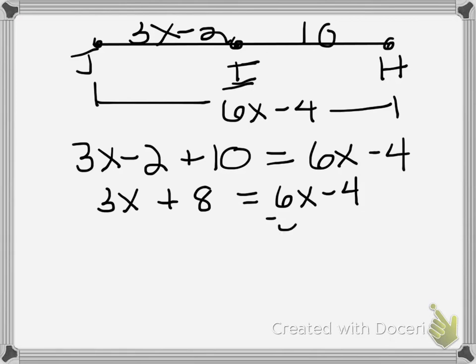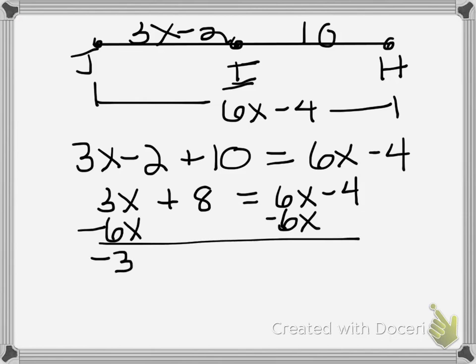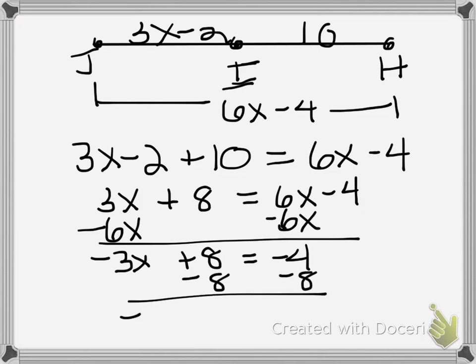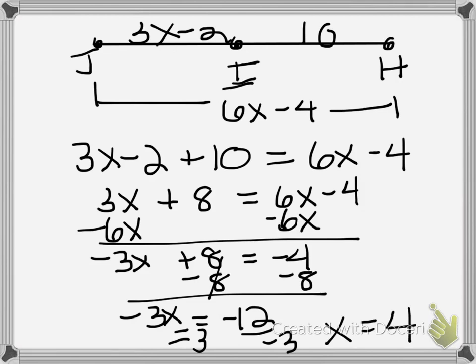I'm going to subtract the 6x from both sides. I end up with negative 3x plus 8 equals negative 4. I have to subtract the 8 from both sides. I get negative 3x equals negative 12. Divide by negative 3, and we get x equals a positive 4. And the problem was asking us to solve for x, so we're done.